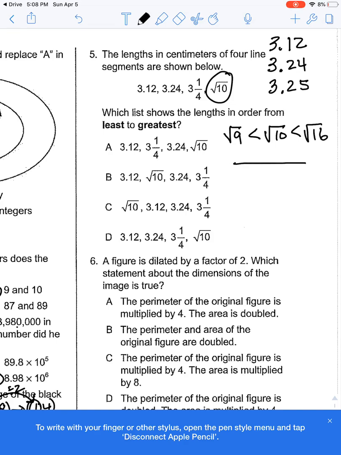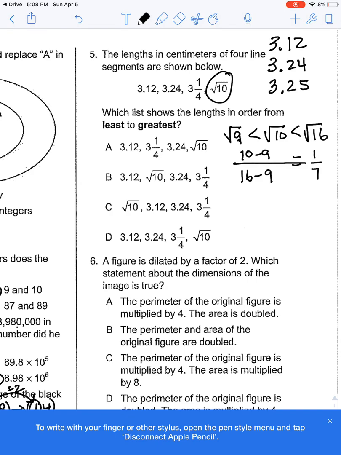In the numerator, we're going to see what is the distance between 9 and 10. Well, that's 10 minus 9. And then in the denominator, we're going to see the distance between 9 and 16, and that's 16 minus 9. So 10 minus 9 over 16 minus 9 is equivalent to 1/7. You're just going to take 1 and divide by 7.